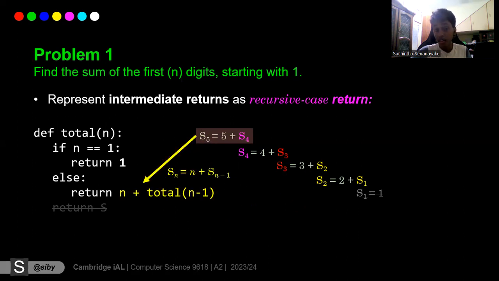And what that gives us is n plus total n minus 1. So s base n equals n plus s base n minus 1 is rewritten as n plus total n minus 1, which is again similar to s base n minus 1. Right? So we took that same mathematical representation and represented it in the computer. That's the idea, right? We represent the intermediate return as a recursive case return. So that's really what went on here, guys.